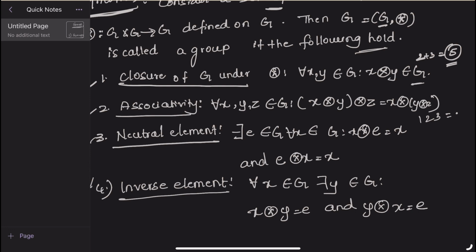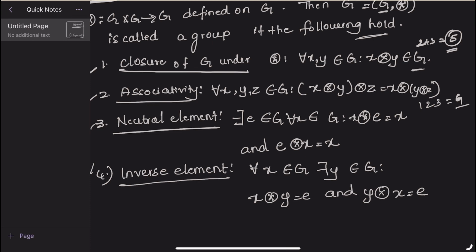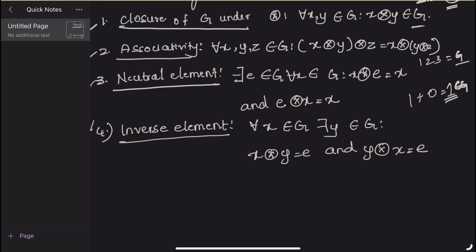Then comes the neutral element. Suppose you add 0 to any element, say 1. So 1 plus 0 will give you the answer itself, that is 1. Therefore the neutral element, say 0, also belongs to the group. All right. Then the last but not the least, the inverse element: x plus minus x, the answer is 0. Therefore the inverse also belongs to the group, so therefore 0 belongs to the group.